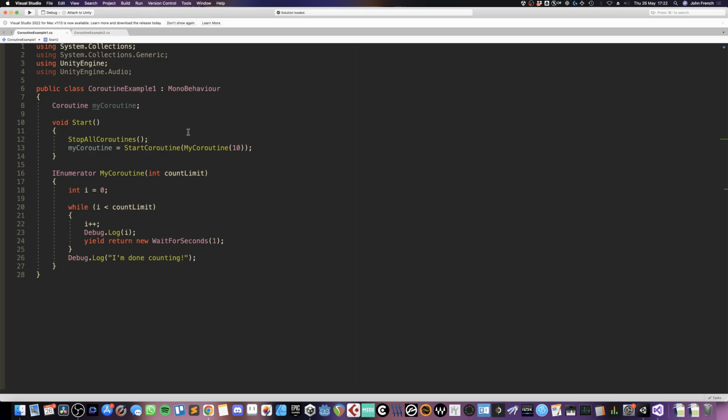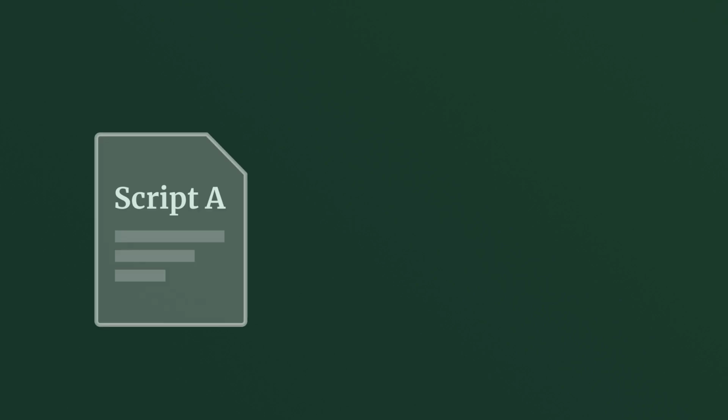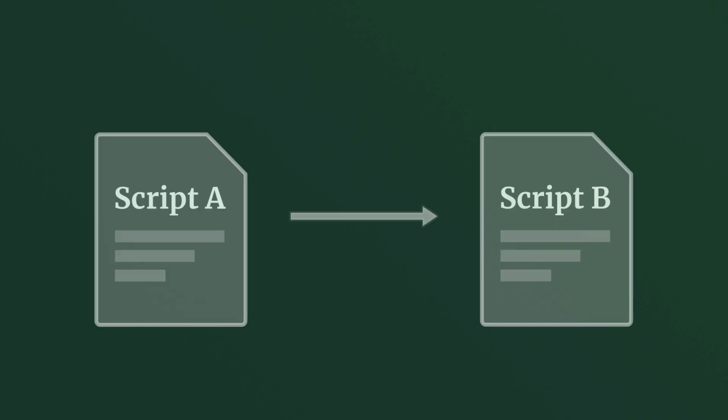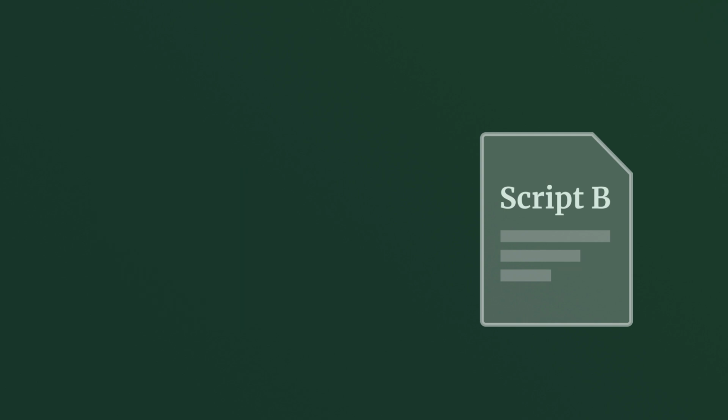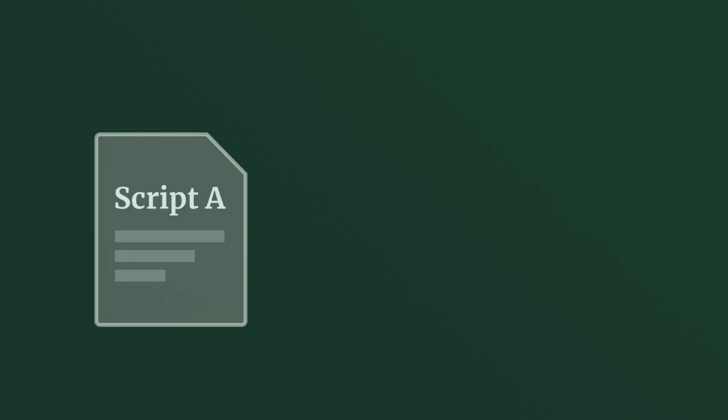But what about if you call a coroutine in another script? Stop all coroutines applies to the script that triggered the coroutine, not the script that the coroutine itself is written in. So, for example, if you use one script to start a coroutine from a different script, using stop all coroutines on the first script will stop it, while using it on the second script won't stop anything. This happens because coroutines are tied to the script that first triggered them. For example, destroying the object that started the coroutine will end it, but destroying the object with the script that the coroutine is written in won't.